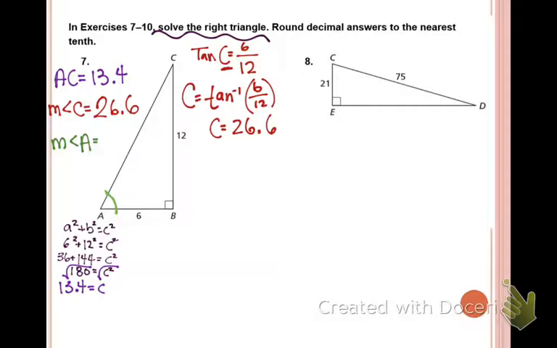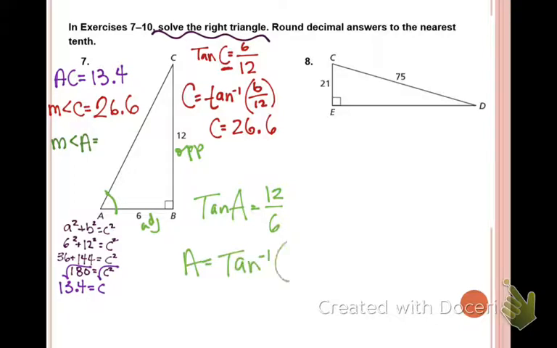So from A, what kind of side is 12? And then 6 is now. So which trig ratio? Still tangent from A. Equals the opposite, 12 over the adjacent 6. So you're going to use the inverse, so shift tangent of 12 over 6. 63.4 what? Perfect. Degrees.